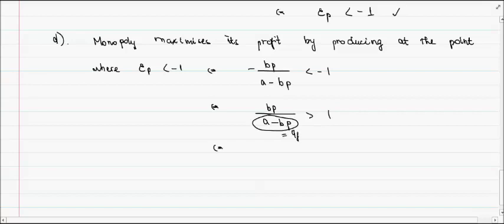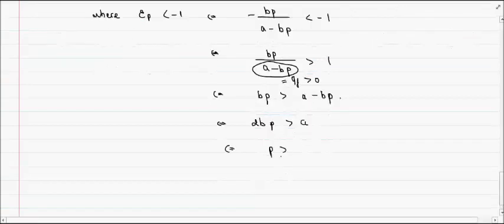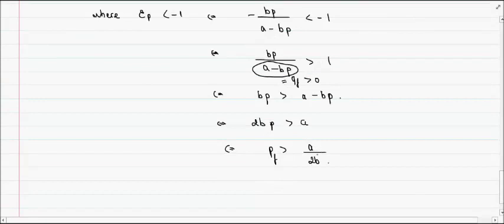And we assume that we're only dealing with non-negative quantity, so this is bigger than 0. Therefore, if we multiply both sides of the inequality by this amount, it won't change the inequality sign. So it becomes BP is bigger than A minus BP. If I move BP to the left-hand side, I get 2BP bigger than A, and so BP is bigger than A divided by 2B. So the price for the firm is going to be bigger than A on 2B, and this is the price that is required for the firm to be possibly maximizing its profit.